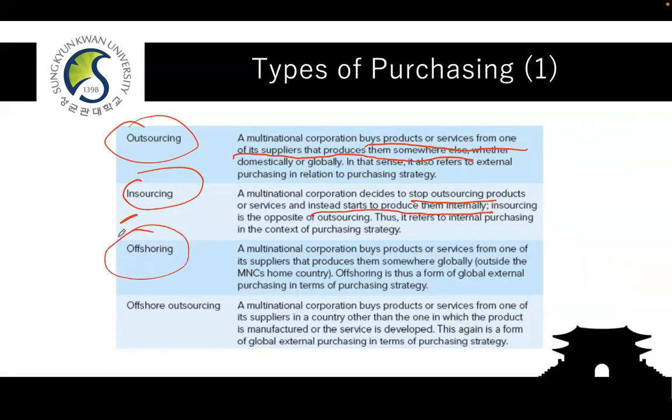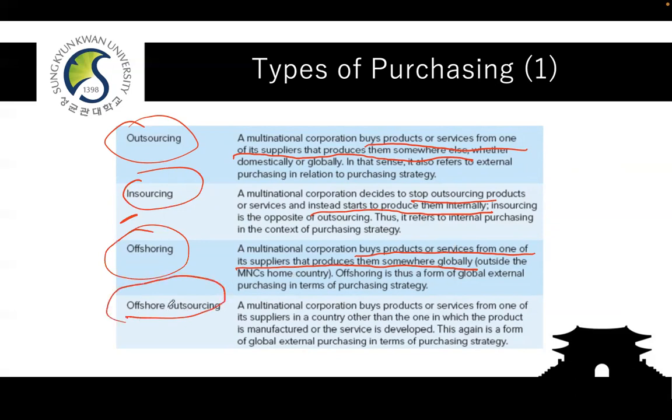Offshoring, I think we saw the word before, the offshore facility. So we buy goods and services from one of our suppliers that produces them somewhere globally. Outsourcing is more of a target place, a targeted country. Offshoring is anywhere globally, outside the company's home country.